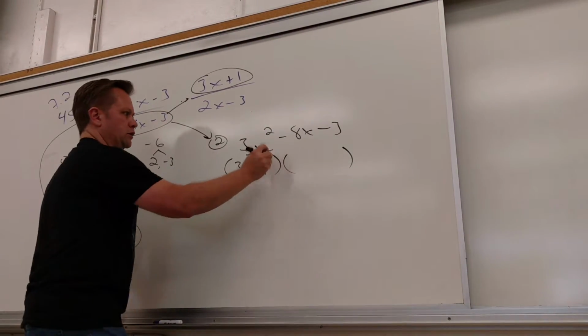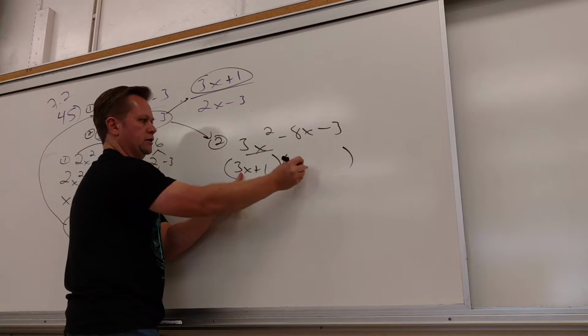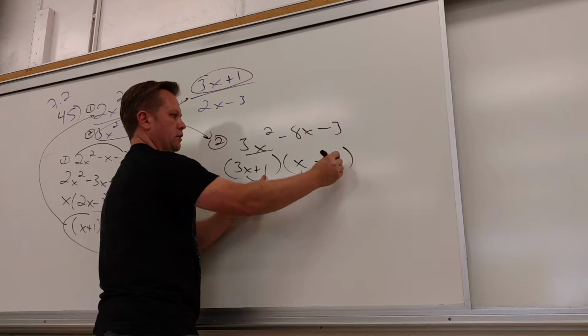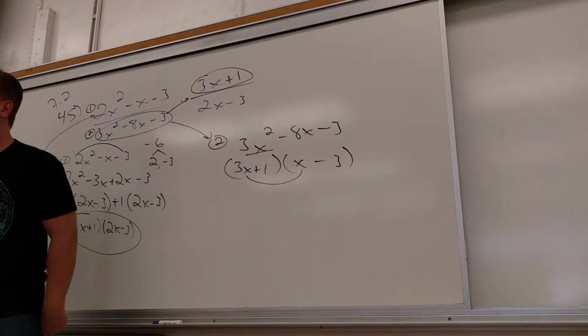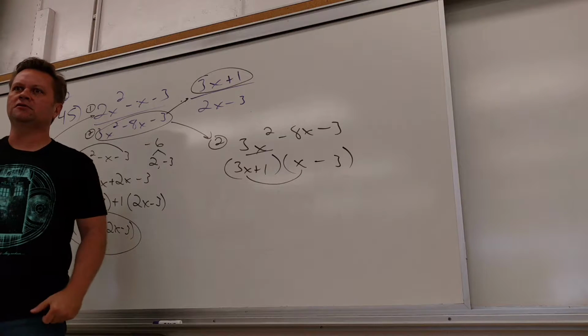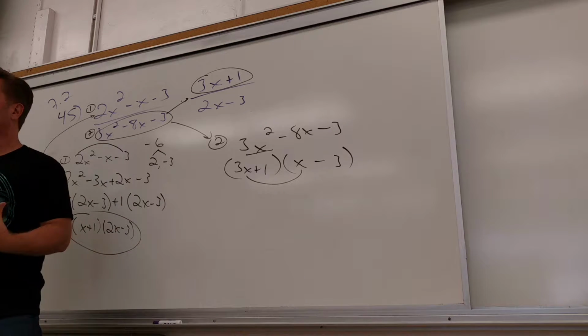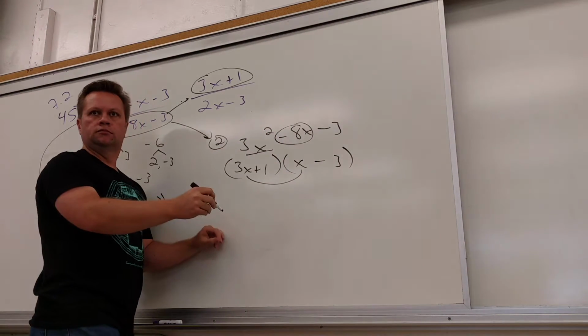So then, what makes 3x squared? What has to go here? X. That'll be 3x squared. And what makes negative 3? That's got to be minus 3, right? And the only thing I have to check, because this might not be right, but it's a good guess. It's a great place to guess, because then I don't have to do all this if it works. What do I have to check? I just have to make sure I get the middle term.